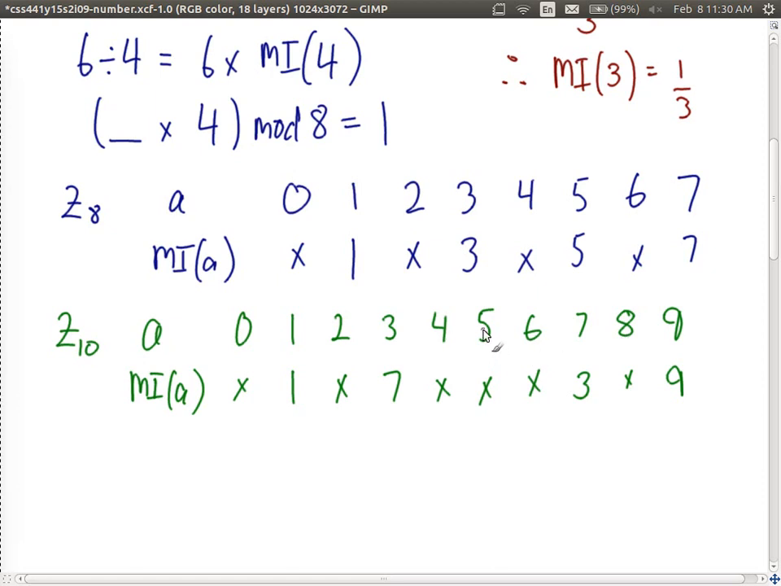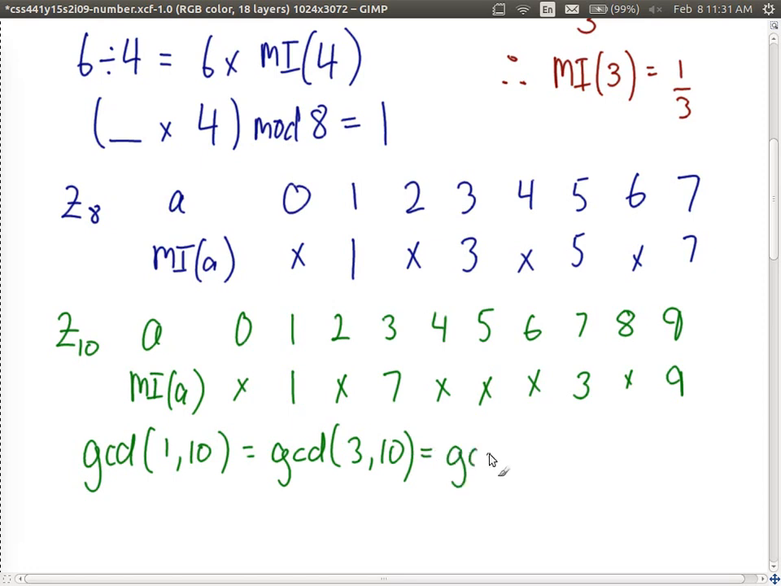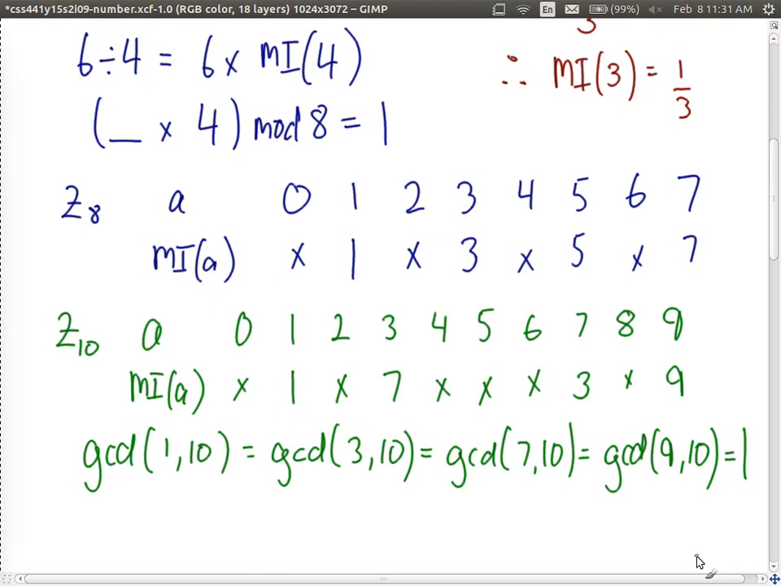That is, a number has a multiplicative inverse in mod n if that number is relatively prime with n. Relatively prime means the greatest common divisor is 1. We can list them all: 1 and 10, 3 and 10, 7 and 10. They're all 1. That is, all those numbers are relatively prime with 10, and therefore they have a multiplicative inverse in mod 10.